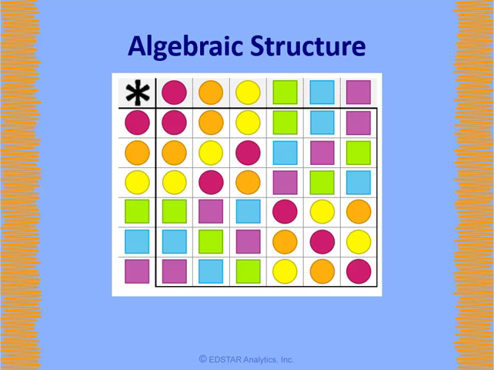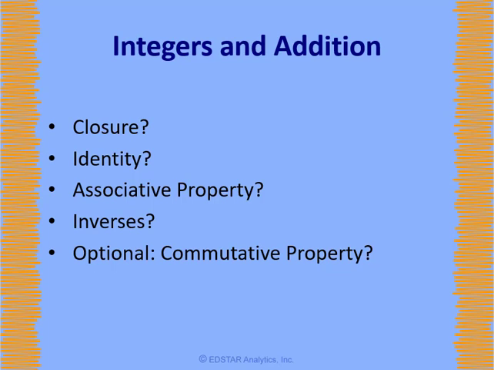The only thing that failed here is commutativity, and commutativity is optional. And that means that this binary operation with this set passes the requirements and is therefore an algebraic structure. Now that we understand what algebraic structure means, let's examine some of our familiar binary operations and number sets.